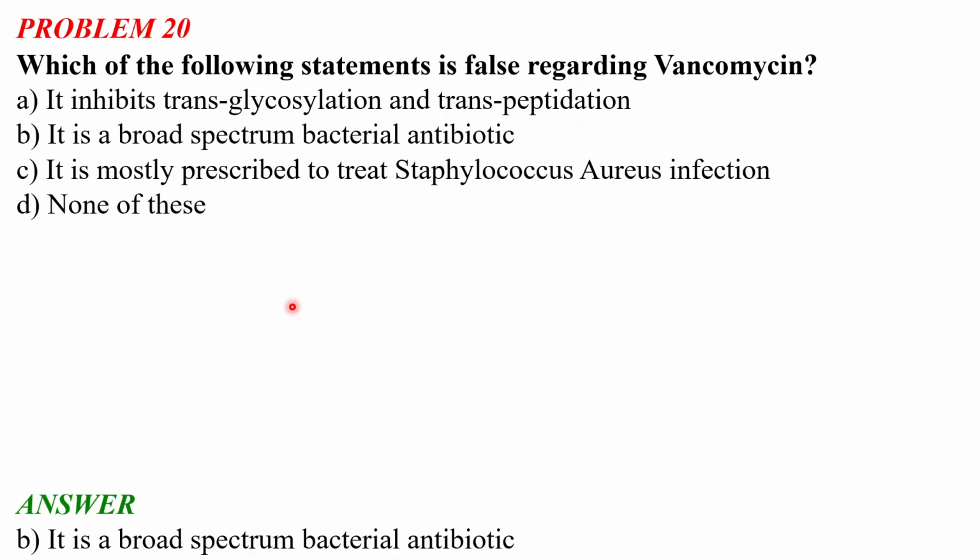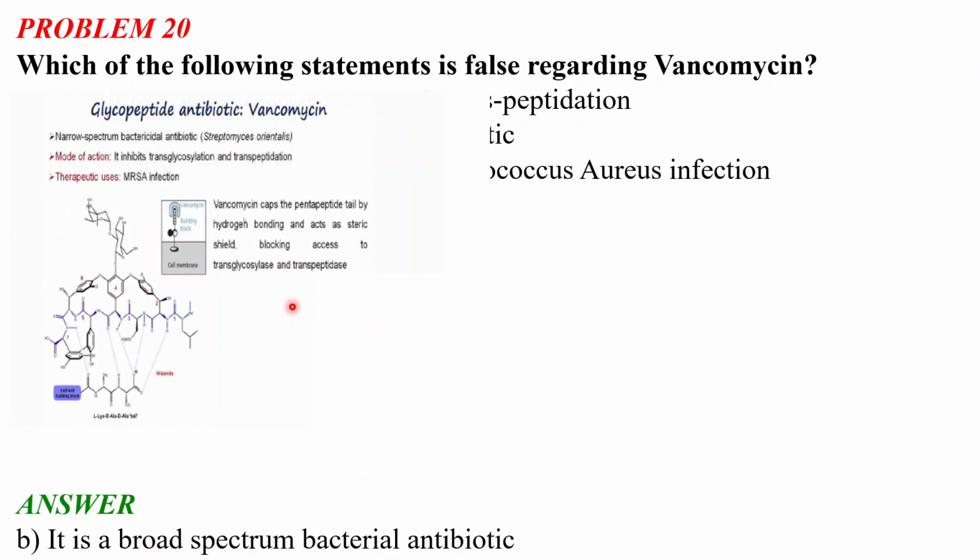Number B, it is a broad spectrum bacterial antibiotic. It is false regarding vancomycin. So vancomycin, as I have discussed earlier also, is a narrow spectrum bactericidal antibiotic. The mode of action is inhibition of transglycosylation and transpeptidation of the cell wall, and the therapeutic use is MRSA infection. It caps the pentapeptide tail by hydrogen bonding and acts as a steric shield, blocking the access for the transglycosylase or transpeptidase.